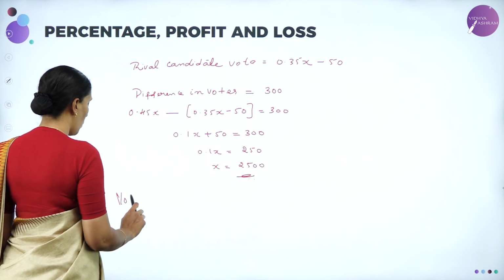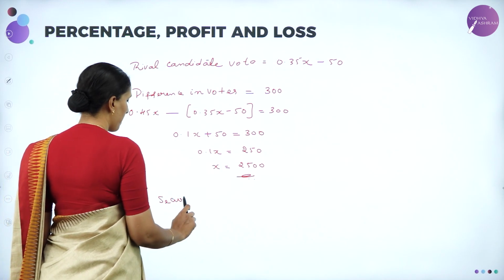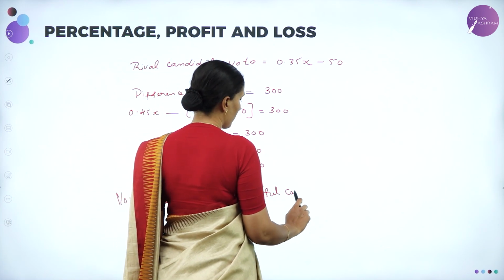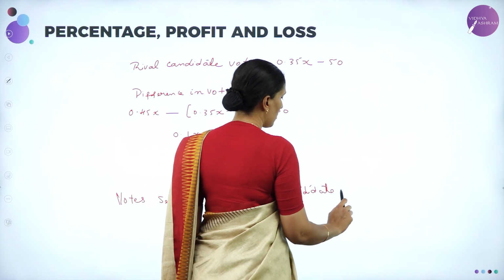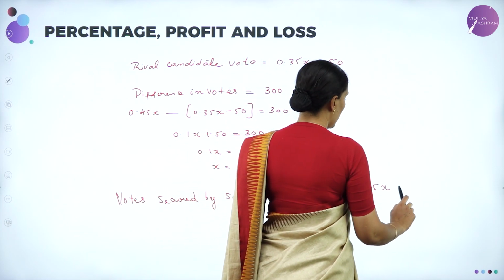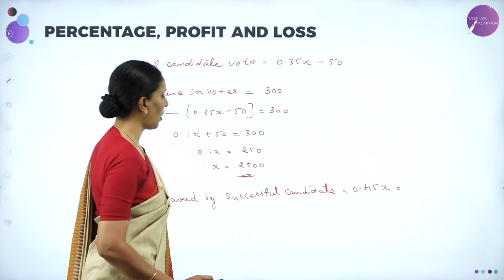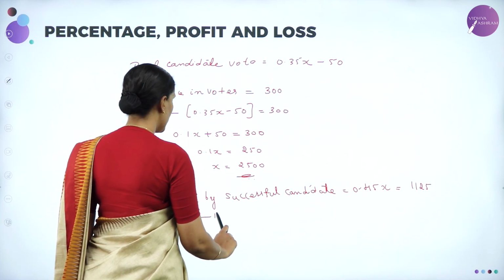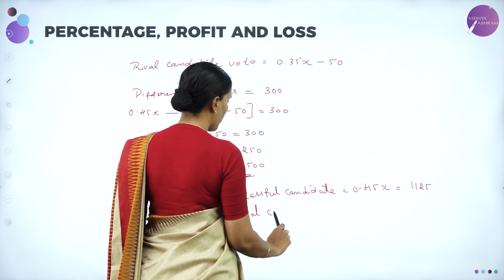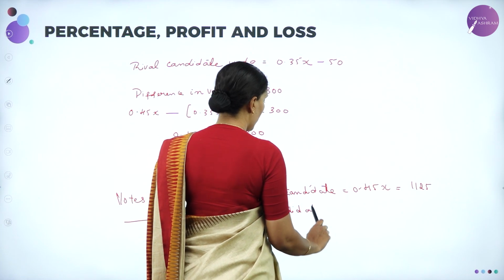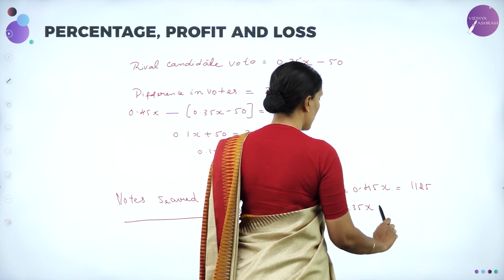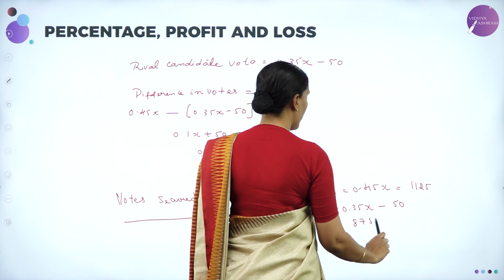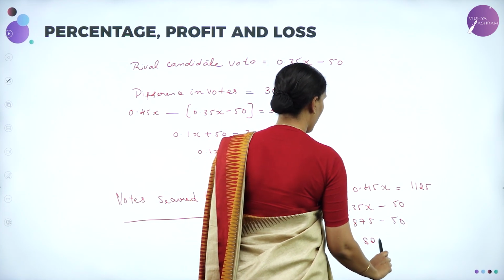So therefore, the votes secured by the successful candidate are equal to 0.45x, which is 0.45 into 2500. So that is equal to 1125. And similarly, the votes secured by the rival candidate are equal to 0.35x minus 50, where 50 is invalid, which is equal to 875 minus 50, which is 825.